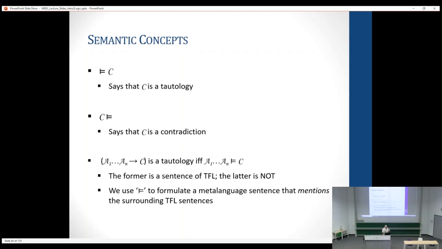So we can express tautological entailment relations in TFL using this method. We use a conditional, and that happens to be a tautology. But it's often going to be more useful for us to stick with the double turnstile. Okay.